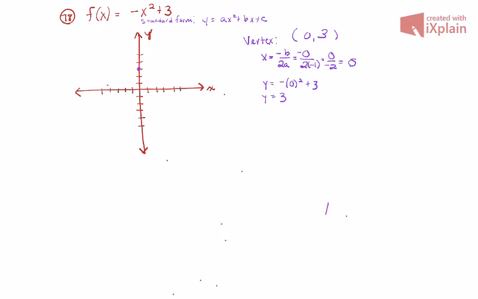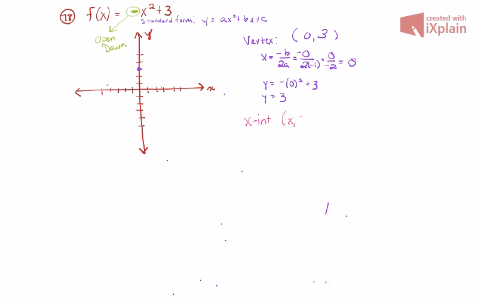You can use some context clues from the original problem. Notice that there's a negative outside in the front. This is going to indicate that your parabola will open down. But I can also figure out what the x-intercepts are.